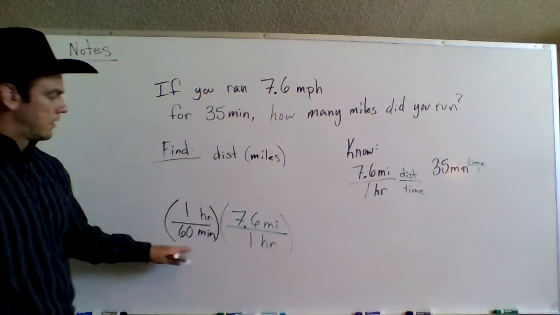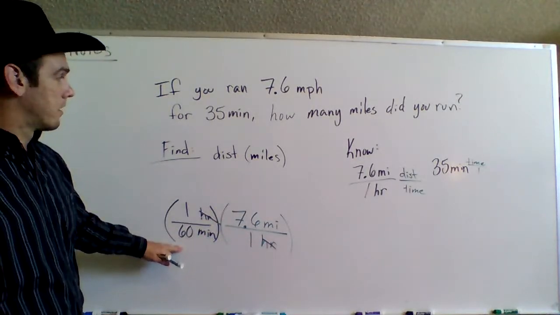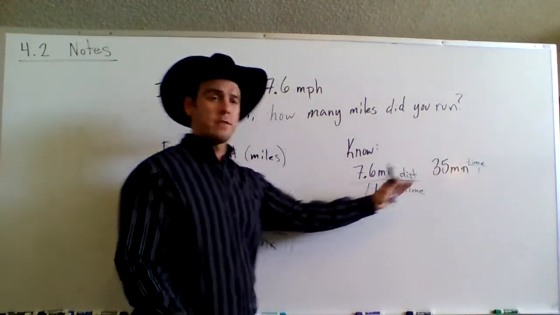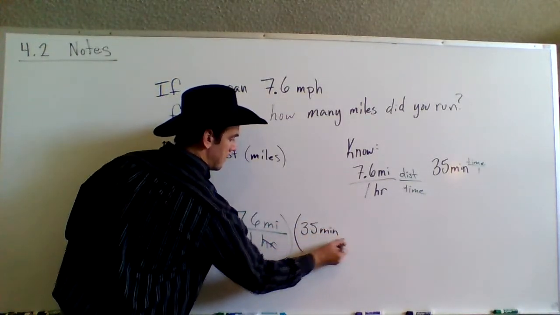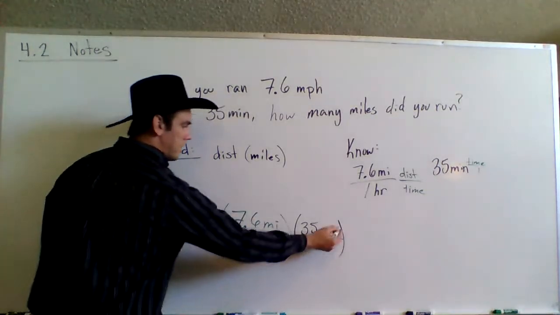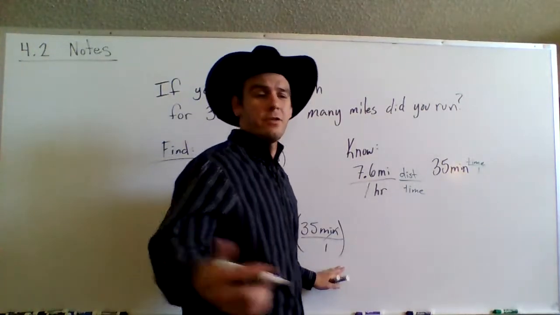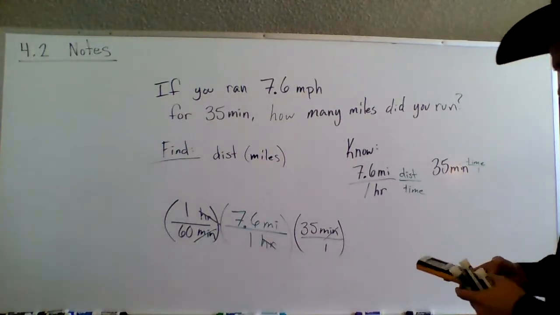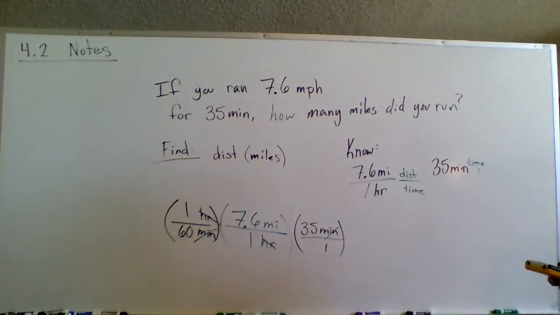Okay? Hours go away, this gives me miles per minute. I just want miles. So now if I multiply this by 35 minutes, I'll have the correct units here. Okay, so check that out. So now my minutes cancel. The units I have left are miles on top, no units on bottom. So you just got to multiply this out. Alright, so start multiplying it out. 7.6 times 35 divided by 60.